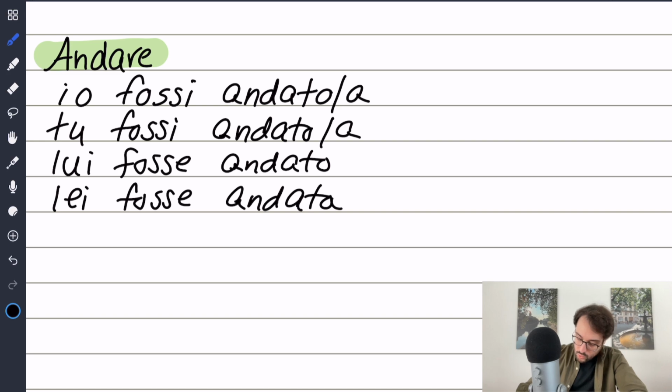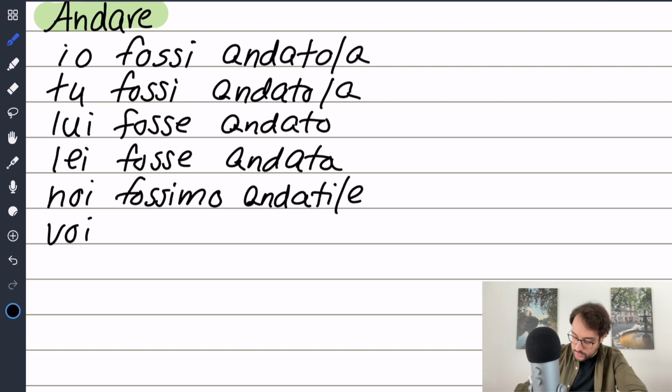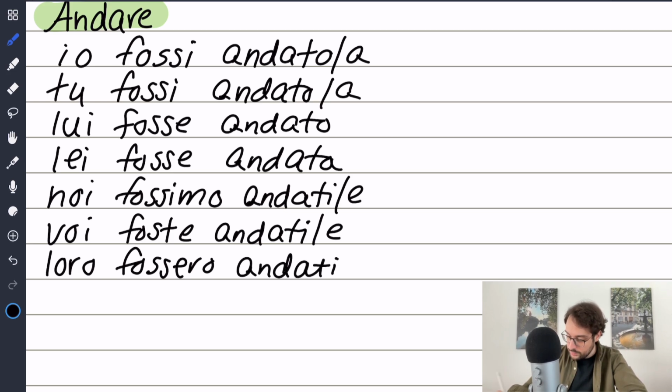Noi fossimo andati or andate. Voi foste andati or andate, if it's just a group of girls. Loro fossero andati or andate. Fantastico. And this means I had gone, you had gone, used in the context of doubt, desires, hypothetical situations, all of that.